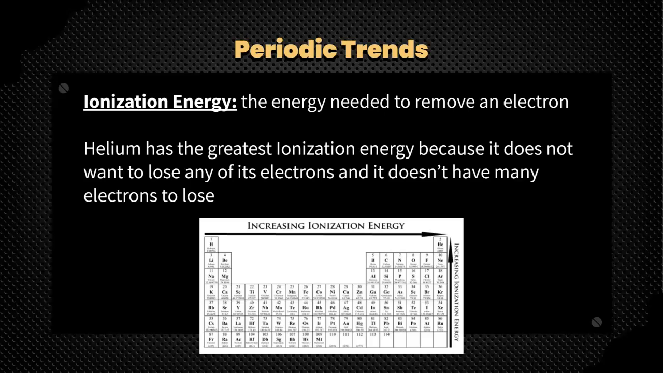It already has the perfect number of electrons. It's already stable the way it is. So it's going to take a lot of energy to remove those electrons. Out of the entire periodic table, helium is going to have the greatest ionization energy. Not only is it a noble gas with a full valence shell, it only has 2 electrons. So it's holding those 2 electrons very close to its nucleus.